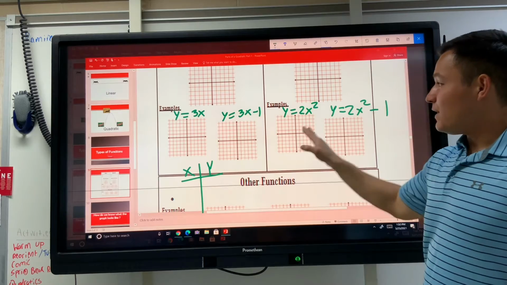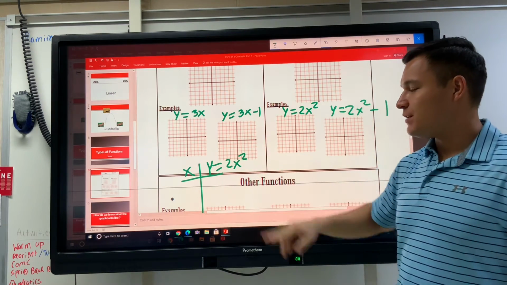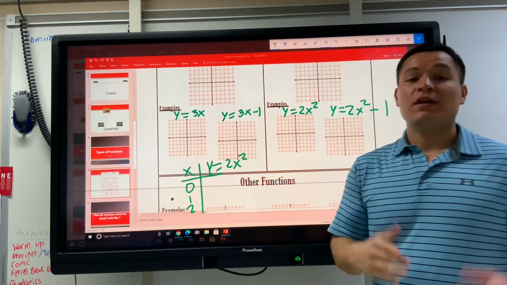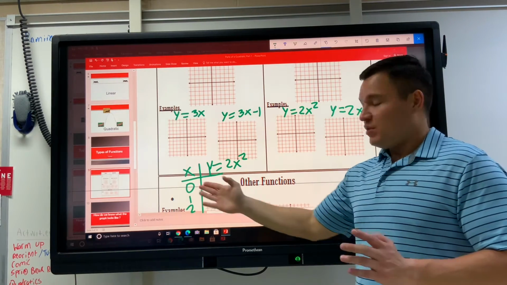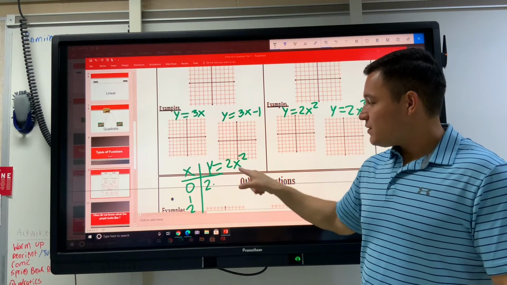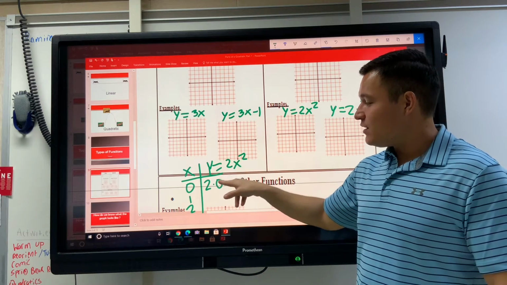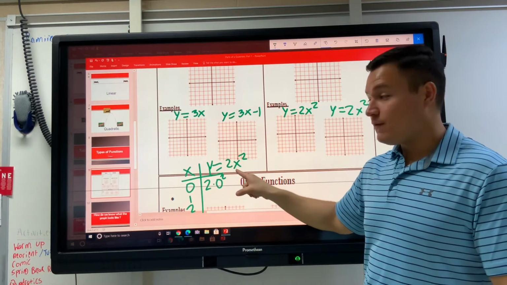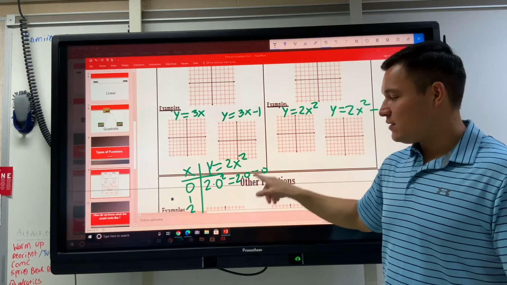So we need x and y, and we're doing y equals 2x squared. So let's go ahead and pick some x's. 0, 1, 2. These are the easiest numbers to pick, at least for now, because they're the smallest numbers that we can have. So 2 times x, which is 0, and x is being squared. We're not squaring everything, we're only squaring the number we put for x, which is 0. So that's 2 times 0, which makes 0.